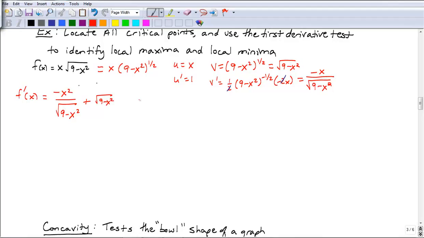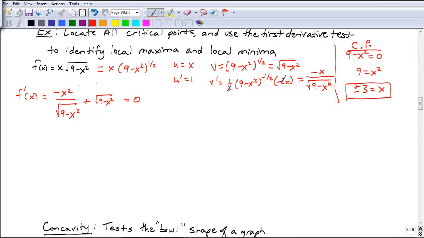Here's my derivative. Well, I know this is undefined where 9 minus x squared equals 0. The first derivative is undefined there, so these are critical points. Where the first derivative is undefined is critical points. The other critical points I get are where this equals 0.